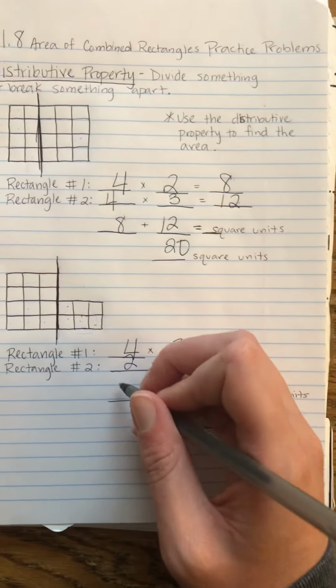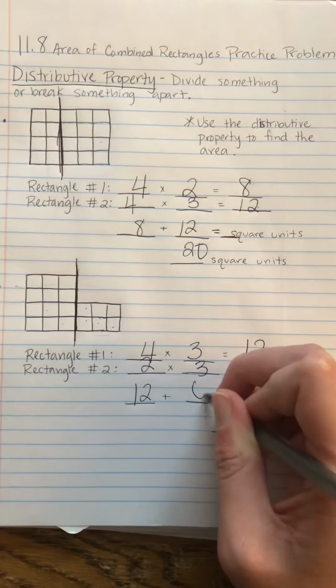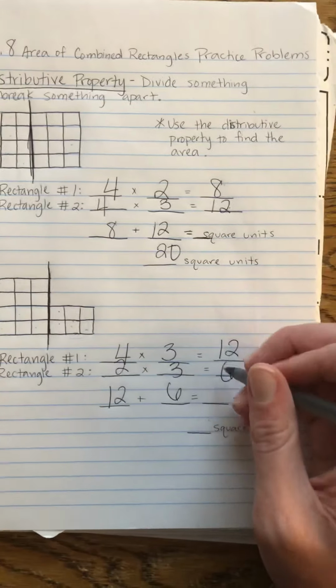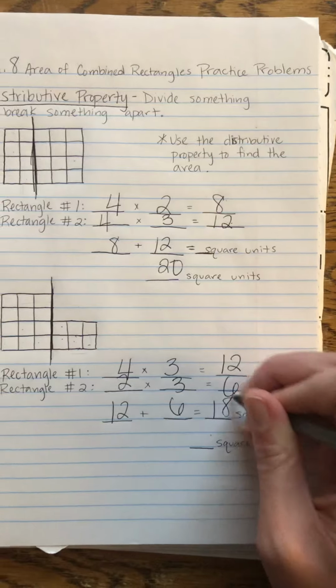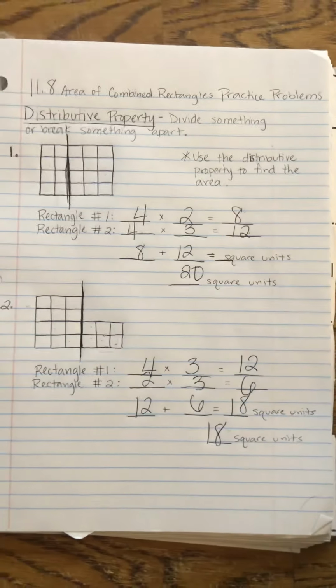So now let's add those together. 12 plus 6. That equals 18. So our area is 18 square units.